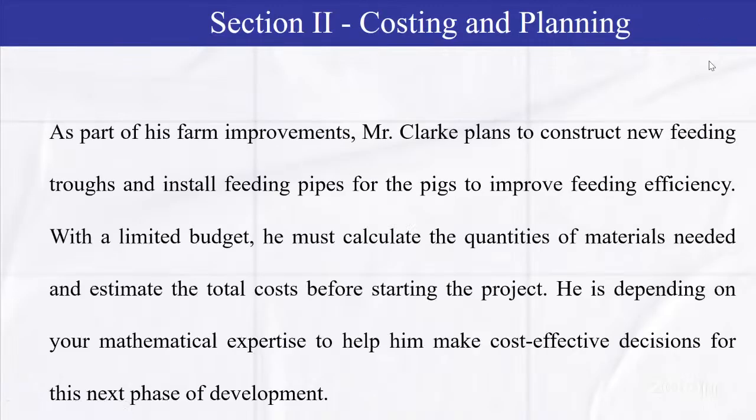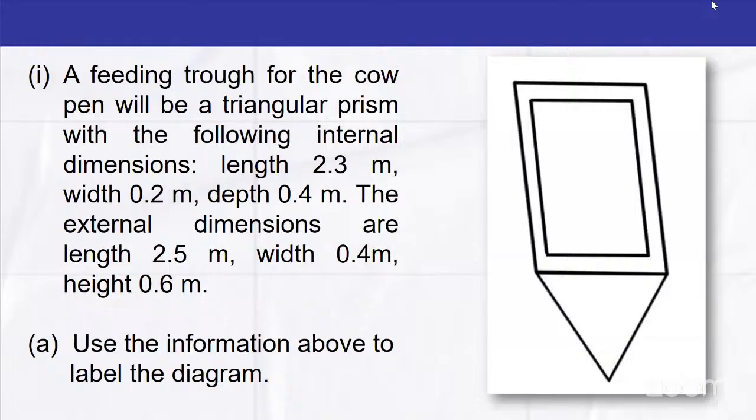So in this part of the task, as a part of his farm improvements, Mr. Clark plans to construct new feeding troughs and install feeding pipes for the pigs to improve feeding efficiency. With a limited budget, he must calculate the quantities of materials needed to estimate the total costs before starting the project. He is depending on your mathematical expertise to help him to make cost-effective decisions for the next phase of his development.